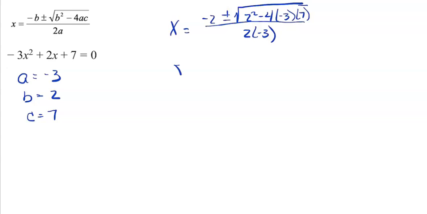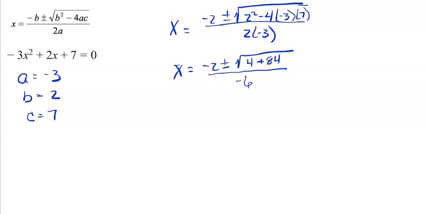So x equals negative 2 plus or minus, I'm just going to start simplifying. 2 squared is 4. And then I'm going to go ahead and multiply this out. I have negative 4 times negative 3, which is positive 12. And 12 times 7 would give me a positive 84. So I'm going to say plus 84. I'm going to put this over 2 times negative 3, which is negative 6.